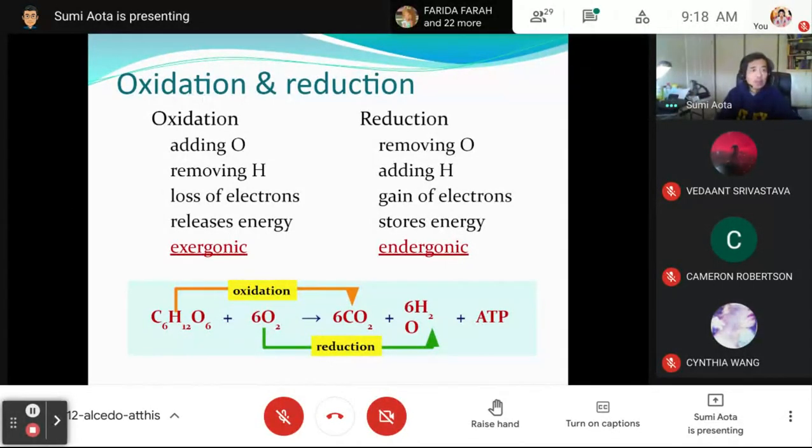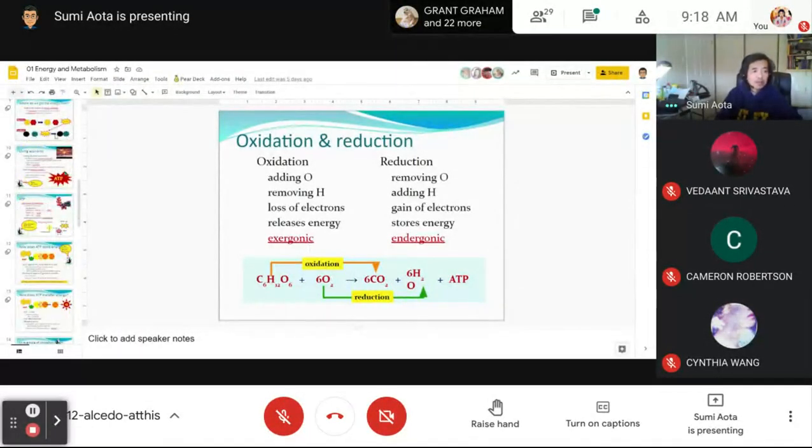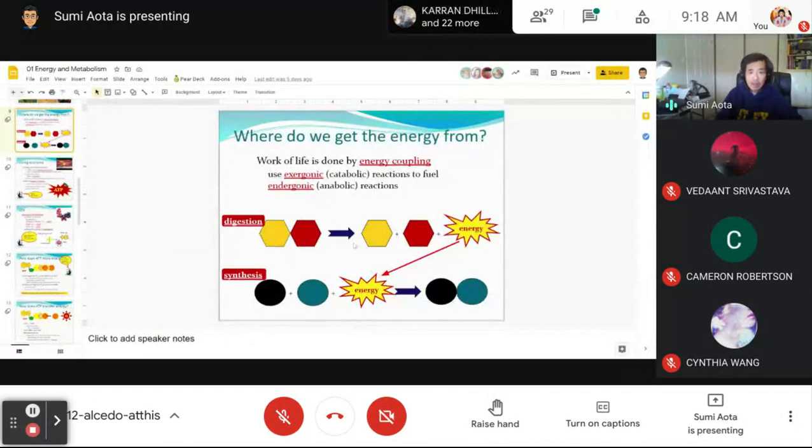The whole, this slide here, right? So instead of thinking about it this way, think of this as glucose going to carbon dioxide and water plus energy. That energy is being used to drive the synthesis of ADP and phosphate. That's what's going on in terms of cellular respiration.